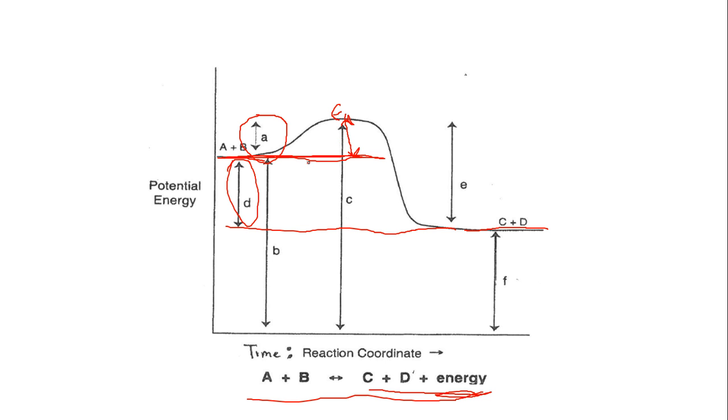So it's the distance or the amount of energy from where we started with reactants. The reactants have some potential energy, and that's up to the top of the peak. And so this would be letter A for number 5.